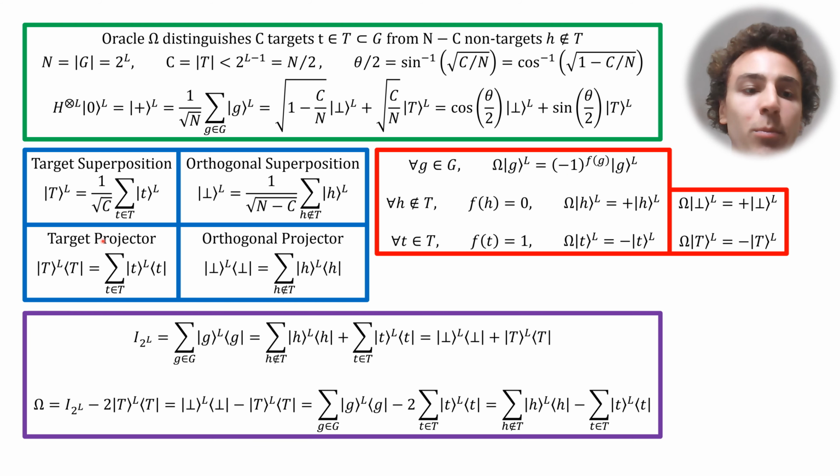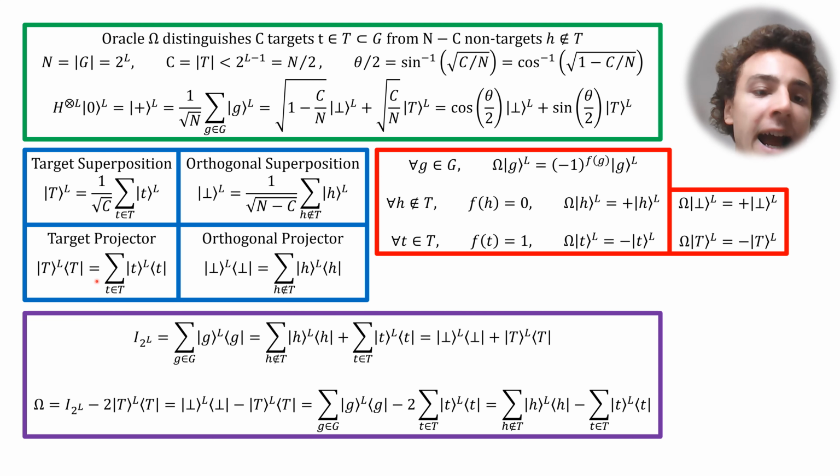And now let's have a look at the bottom part of this blue box. We can see some notation for the target projector and the orthogonal projector. The target projector projects onto the target subspace. The orthogonal projector projects onto the orthogonal subspace. You can see on the left there's a shorthand notation, and then on the right we have a full summation notation.